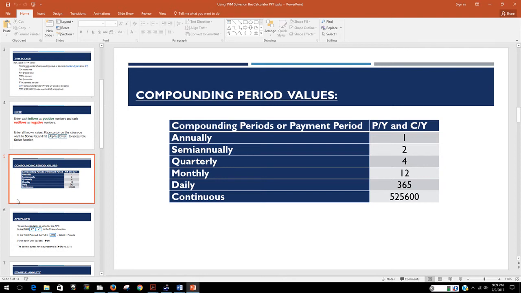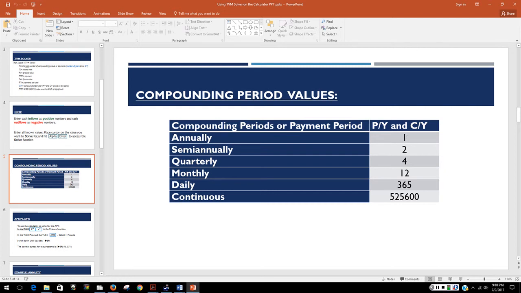So one of the questions that we come up with is, what are some common compounding periods? Well, one common compounding period is annually. If you deposit annually and your interest is compounded annually, then that's once per year, because annually means a year.